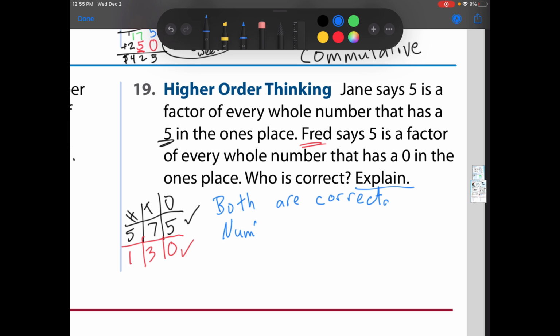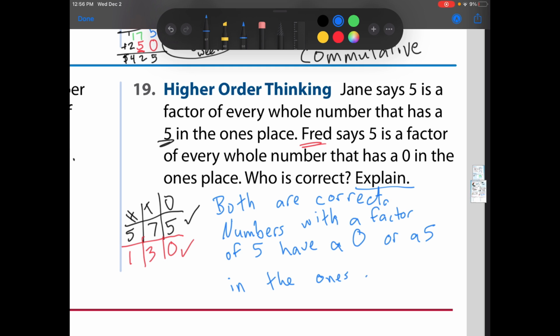Numbers with a factor of 5 have a 0 or a 5 in the ones place. Don't believe me? Well, let's count by 5, because every number we can count by 5 has 5 as a factor. 5, 10, 15, 20, 25, 30, 35. Notice they all end in a 5 or they all end in a 0.